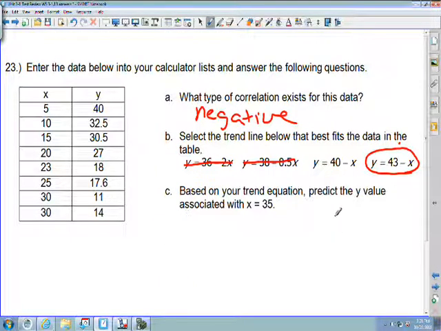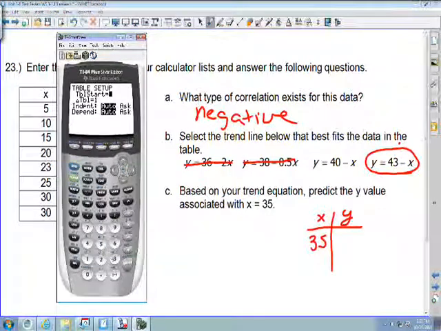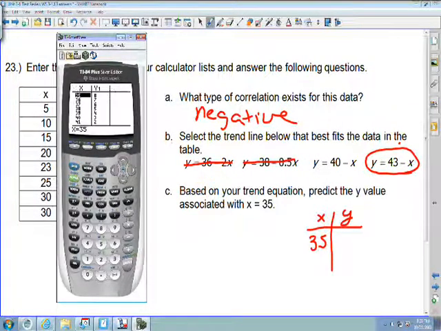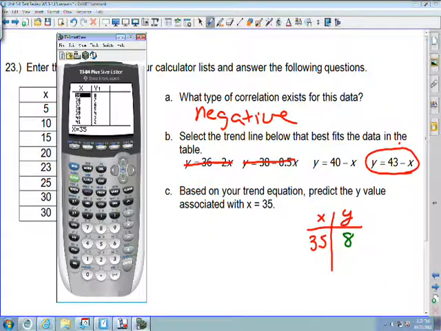Now it says, based on the trend line, what's your prediction for y if x is 35? So if I go in my calculator and go to second graph, I can hold the arrow key and go down to 35. Or I go second window, type in 35, and press second graph, and my answer is 8. So that's what it was right here.